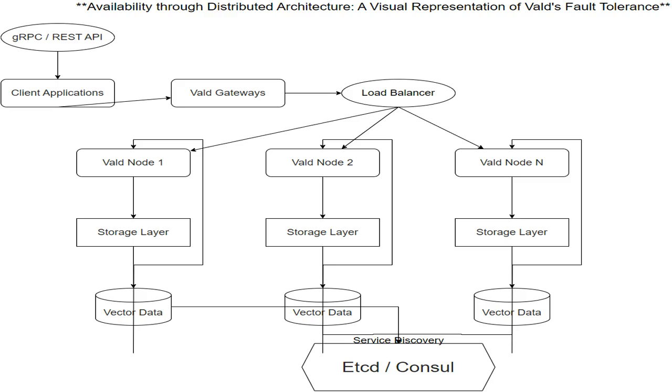Let's talk about etcd and console. These are examples of service discovery tools. They help the different parts of a distributed system find and communicate with each other. Think of it like a phone book for microservices.